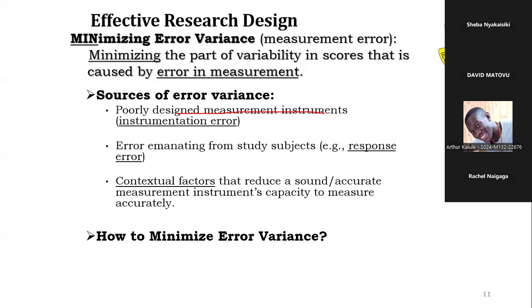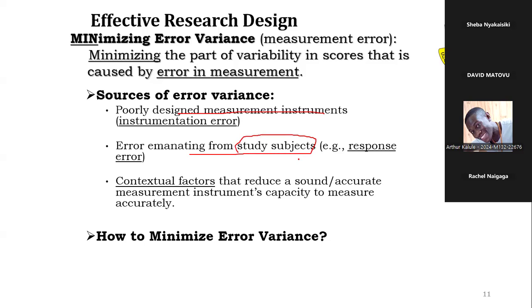Hopefully your supervisor is an expert in that area. So that is one of the things we make sure of: that we have a good instrument to collect data. Two, the error may emanate from your subjects. Sometimes you administer a questionnaire and somebody doesn't fill it out properly, or you've picked the wrong subjects to participate in your study.